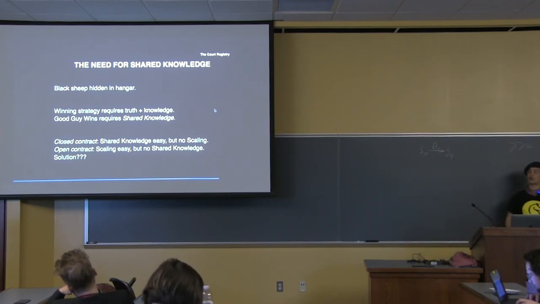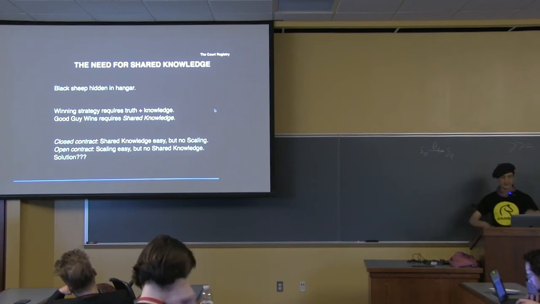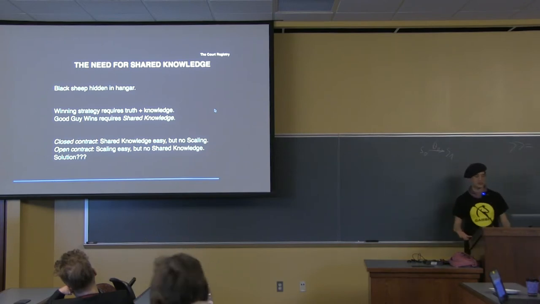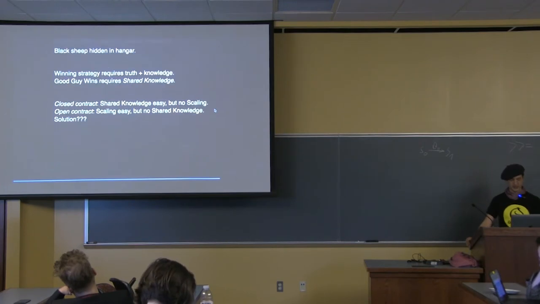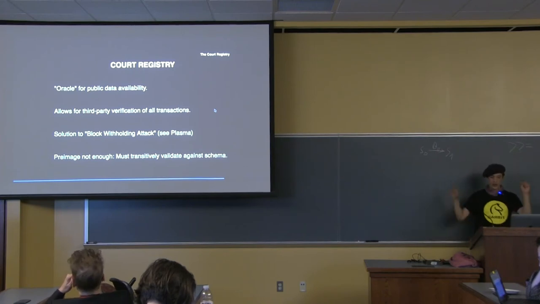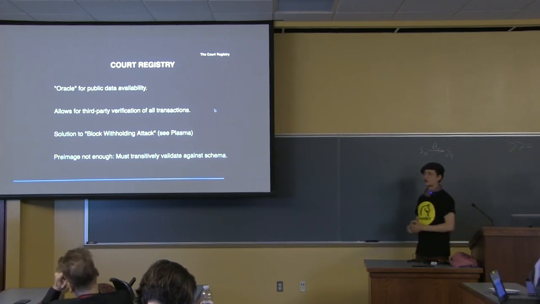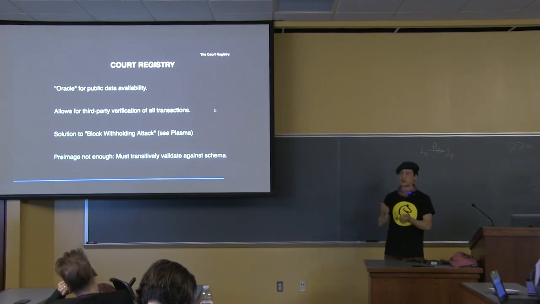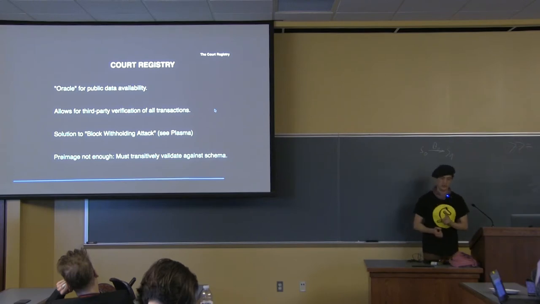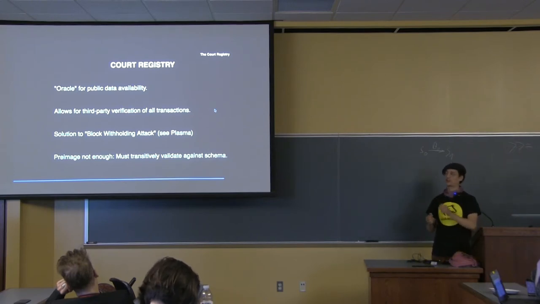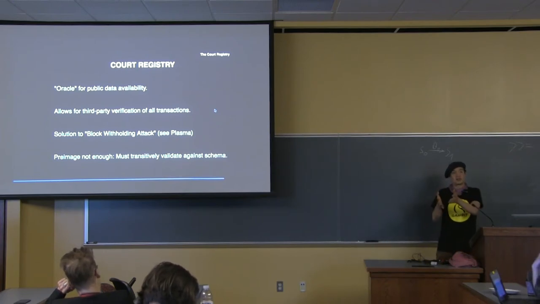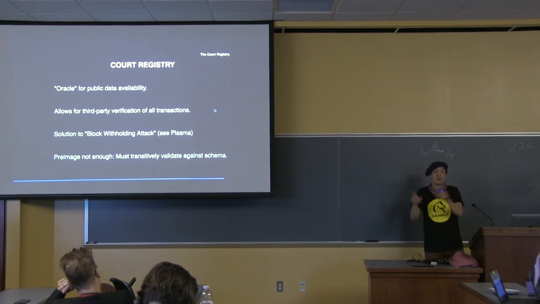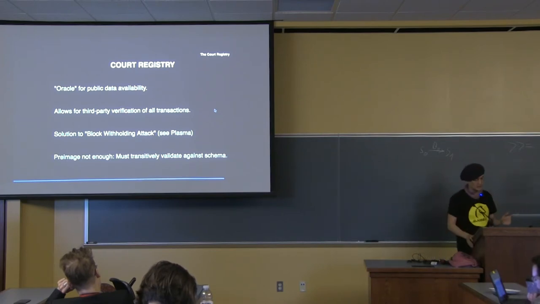For an open contract with an arbitrary number of people who join and leave, you can't use the same strategy. So scaling will be easy, but how do you build the shared knowledge? Well, the solution is this court registry, which is an oracle for public data availability. An oracle is a system that allows signing information so that the judge can trust the information. And it's not exactly the judge who trusts the information. It's the participants who trust the oracle, write the contract and join the contract. The judge just says, you said you trusted this guy. I don't have to trust him. You trust him. And so I apply the contract that says that you trust him.